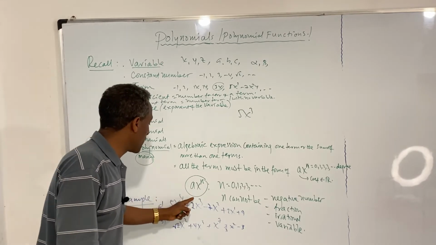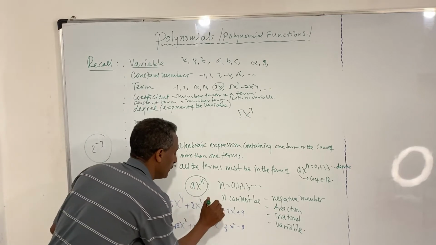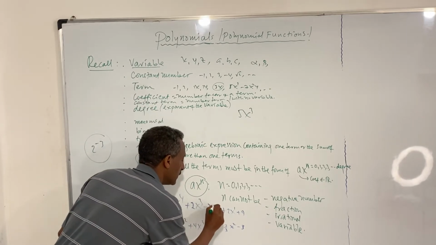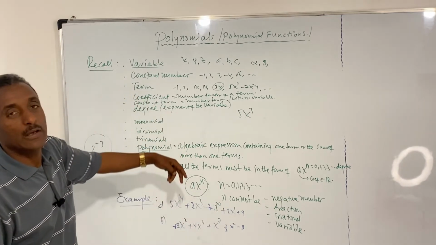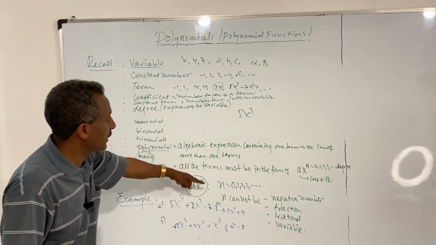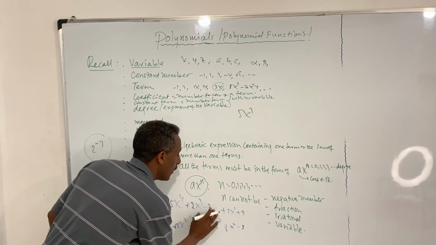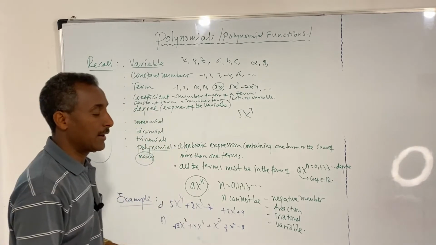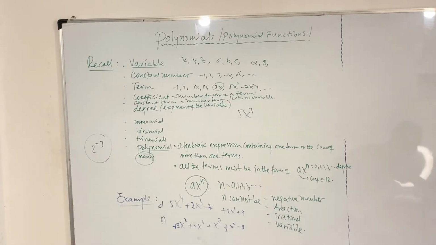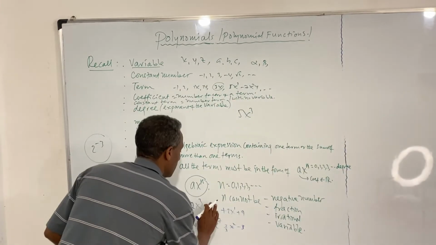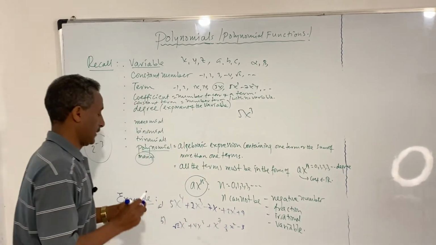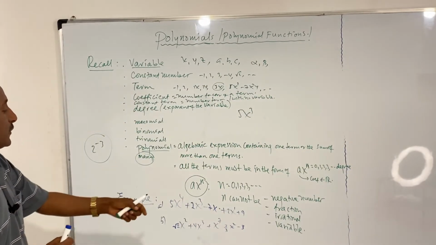It contains a variable at the place of the exponent. For example, this blue one, 3 to the power of x, is not a polynomial because there should not be a variable at the place of the exponent. So all these are what we should carefully observe in the terms of the polynomial.